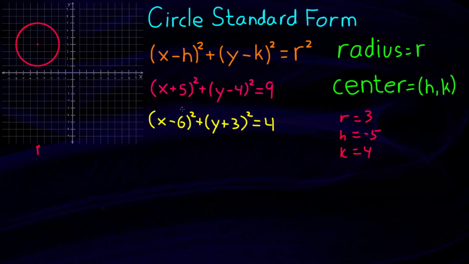Now I want you to pause the video and try to figure out how this would be graphed on your own. The equation is (x − 6)² + (y + 3)² = 4. One of the things I want you to think about is whether this is in the first, second, third, or fourth quadrant. Hopefully you know what these quadrant numbers are. Which quadrant is this going to be? And also, find where it's centered and what its radius is.